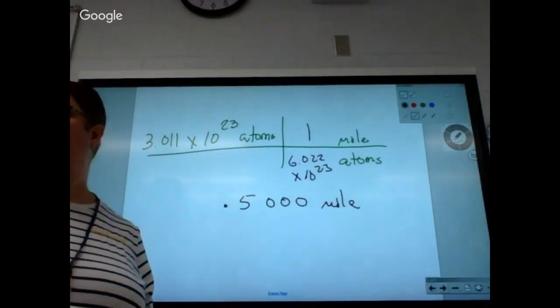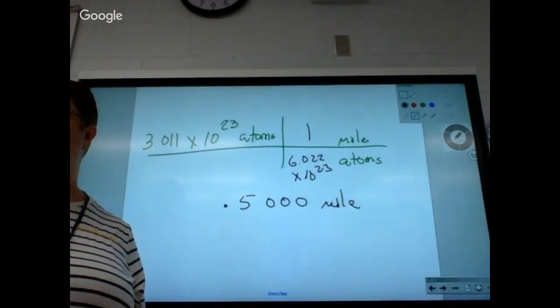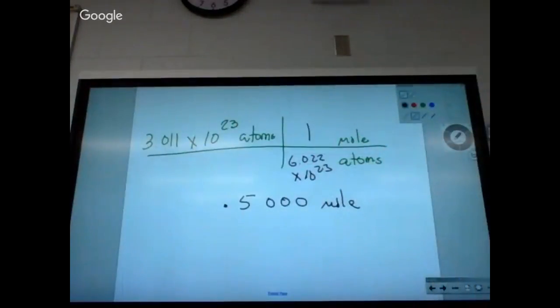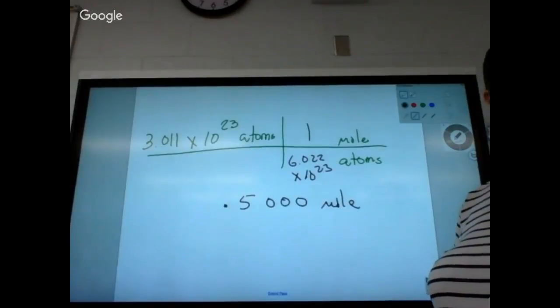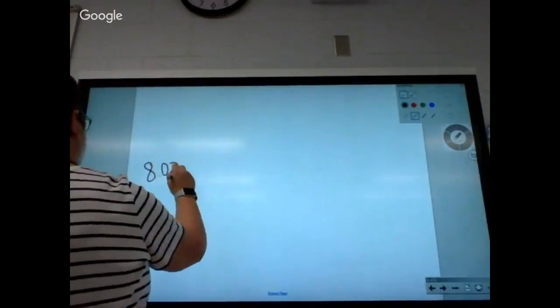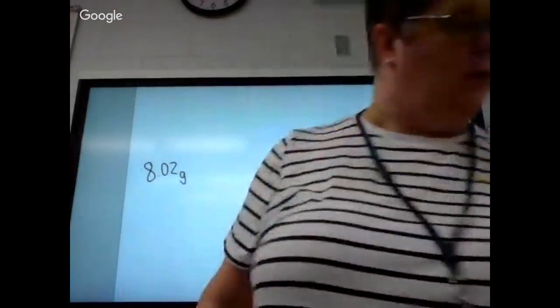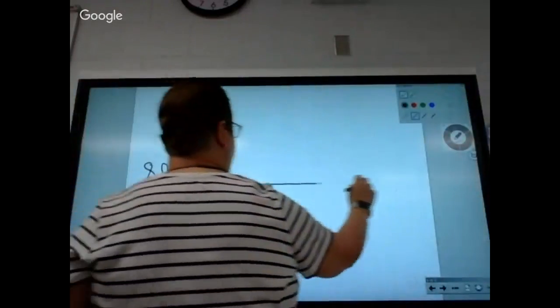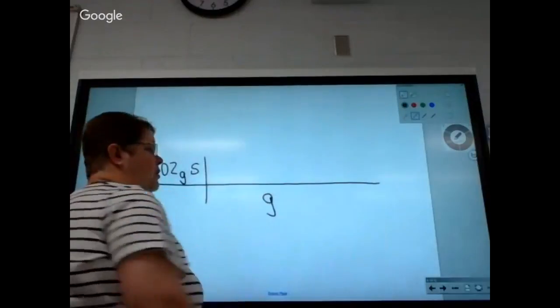All right. Next. Number 7. All right. Number 7 has 8.02 grams. Can I turn the page? All right. 8.02 grams, and I think it was sulfur. Yep. All right. So what goes on the bottom? What do we go to from a gram?